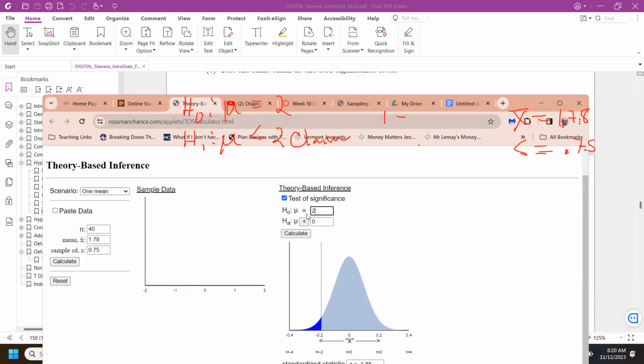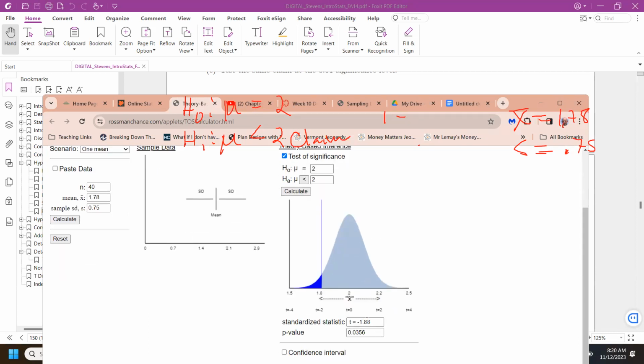Notice the symbol is mu when I just have one mean selected. And when you want to go less than 2, just like we did here, we'll calculate it. There's our test statistic. There's the p-value. At the 5% level, we would reject H0. So the data would support the claim that the mean time is less than 2 hours.